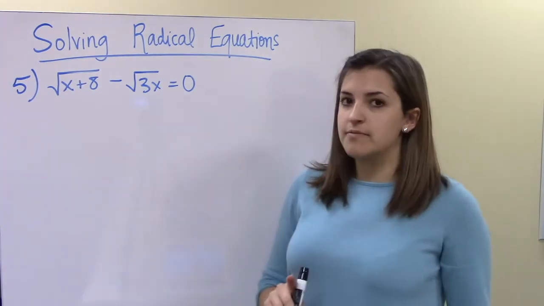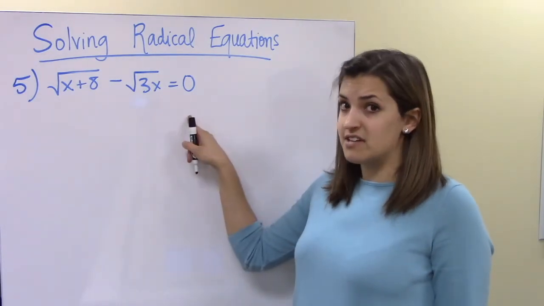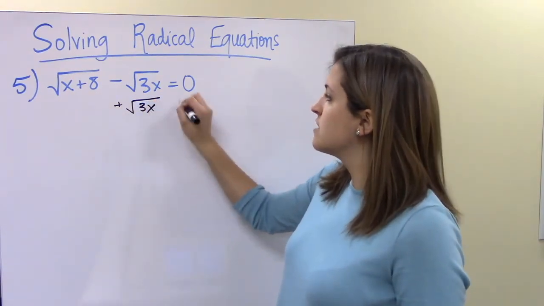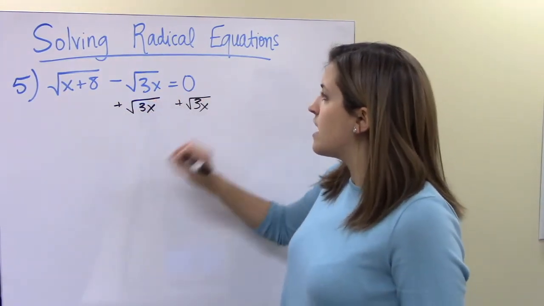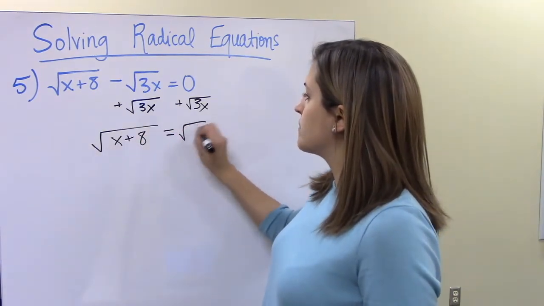An easier way is to add one of these square roots to the other side, or move it to the other side. So I'm going to do that. I'm going to add the square root of 3x to both sides, and I get square root of x plus 8 equals the square root of 3x.